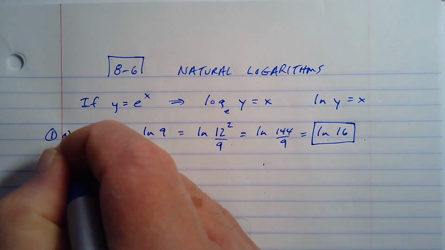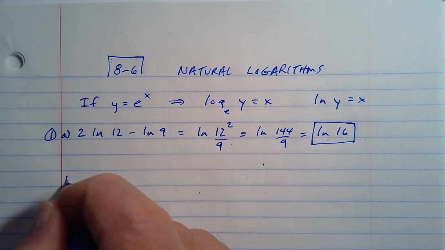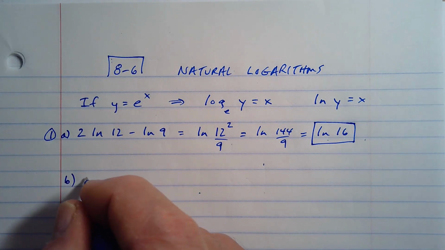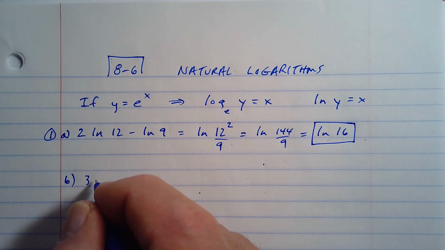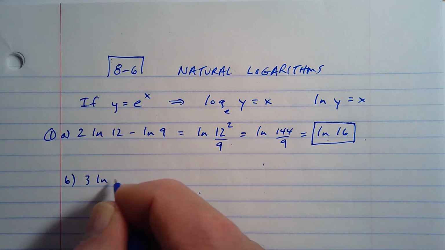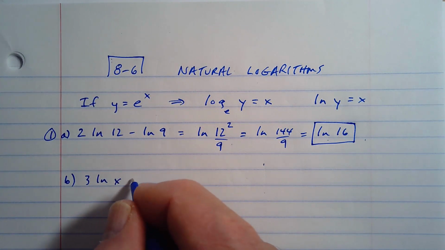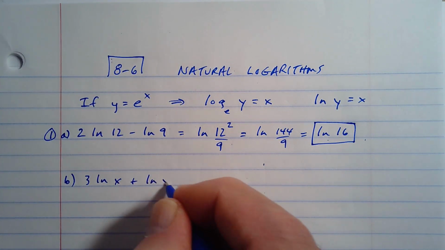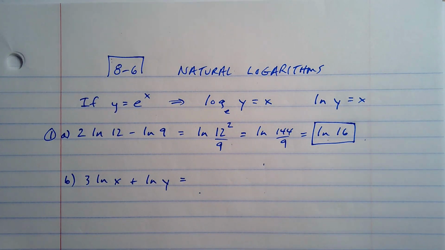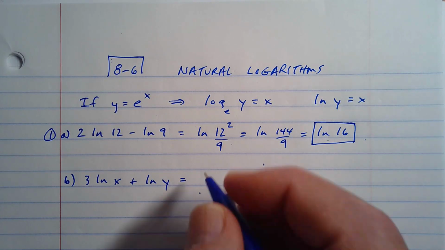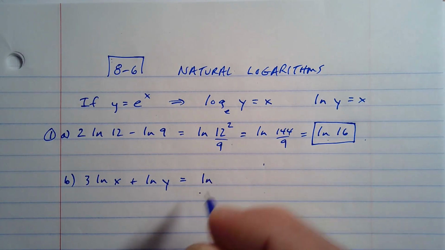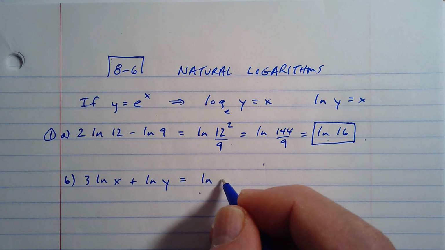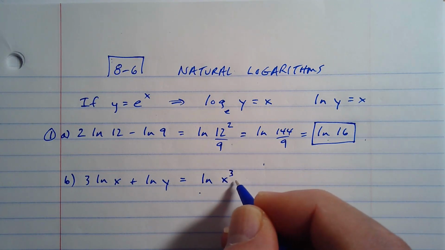Alright, that's the first one. I'll give you one to try by yourself here. So give this one a go. I'll throw a variable or two in here. So 3 times the natural log of x plus the natural log of y. Go ahead and give that one a try. Alright, so you should have had natural log of x to the third times y.